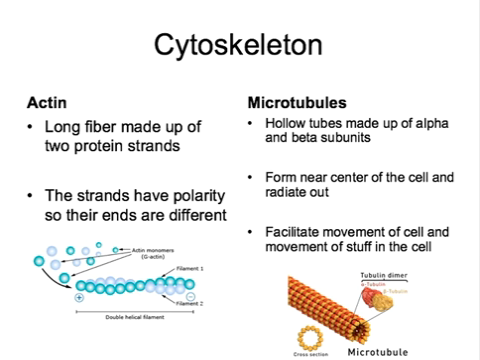Another cytoskeleton element is microtubules. These are hollow tubes made up of two subunits, an alpha tubulin and a beta tubulin subunit. And they form near the center of the cell and radiate out. So you think of it as like near the nucleus, you'd see a lot of microtubules radiating out. And they facilitate movement of the cell and movement of stuff in the cell. So those vesicles you saw earlier, they actually travel along microtubules. They kind of make the highways for all these different vesicles.